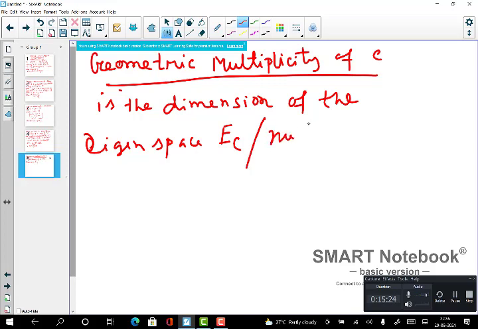Or you can say that this is the null space of the operator T minus cI. All are the same. This is a subspace of the vector space V, and you check what the dimension of this subspace is. I'm assuming that V is finite dimensional. With that assumption, you check the dimension of this. That is called the geometric multiplicity of that eigenvalue c.